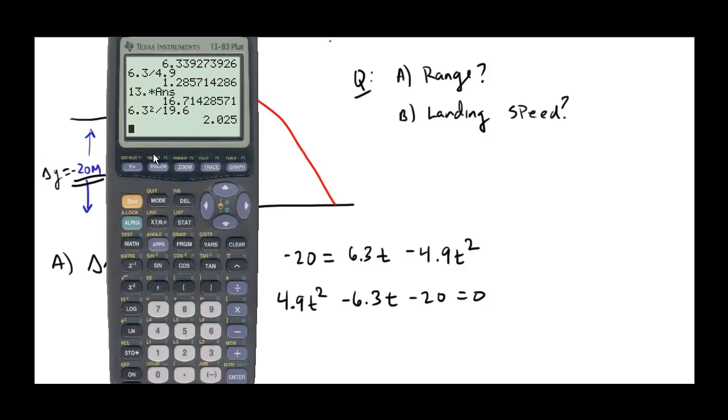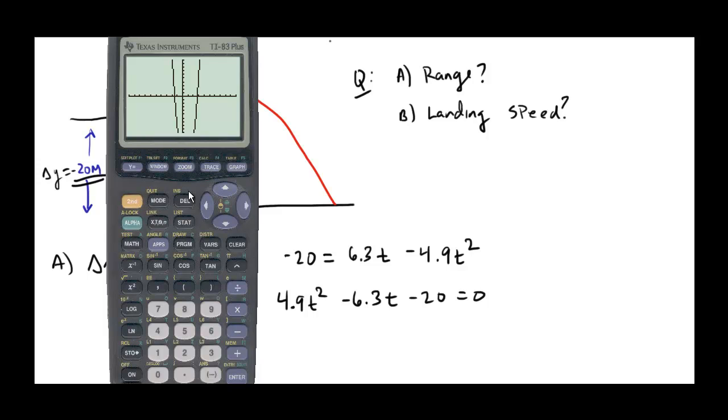So I'm going to graph this thing. I'm going to say 4.9 x squared minus 6.3 x minus 20. I'm going to graph that. And I see there's a 0. There are two zeros, in fact. One of them is negative. I'm not interested in that 0 right here. But that one's positive. I'd like to calculate that.